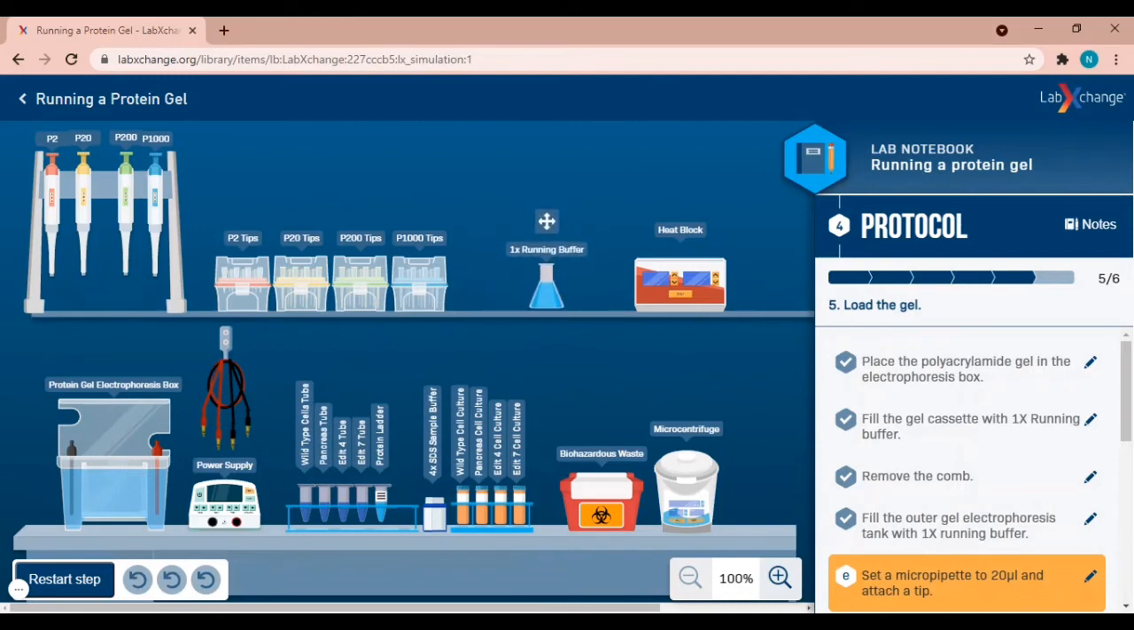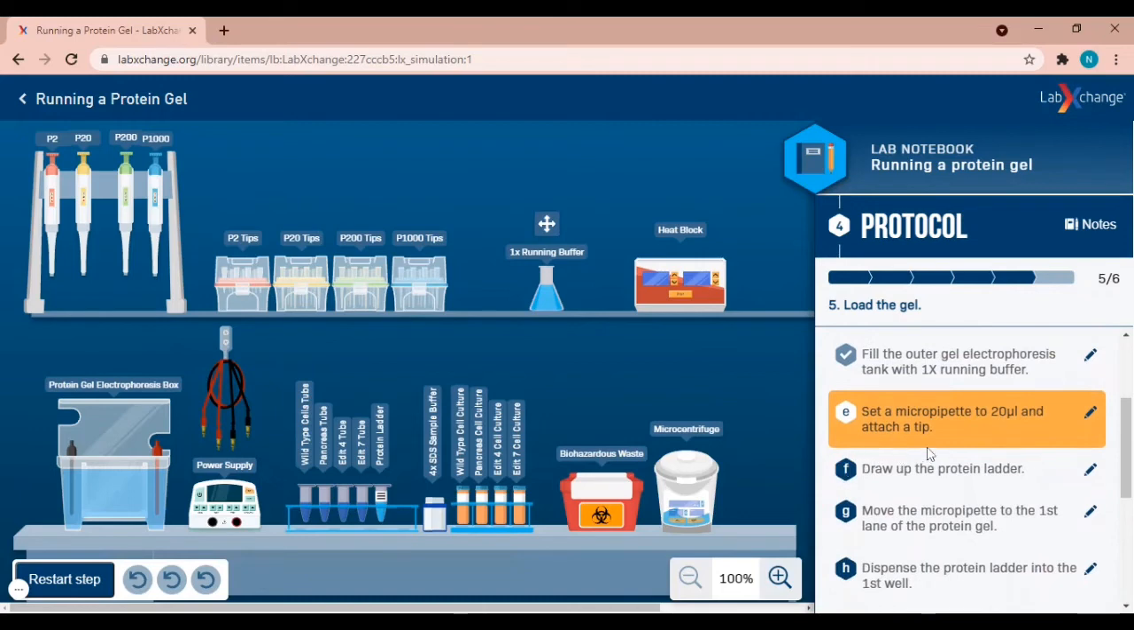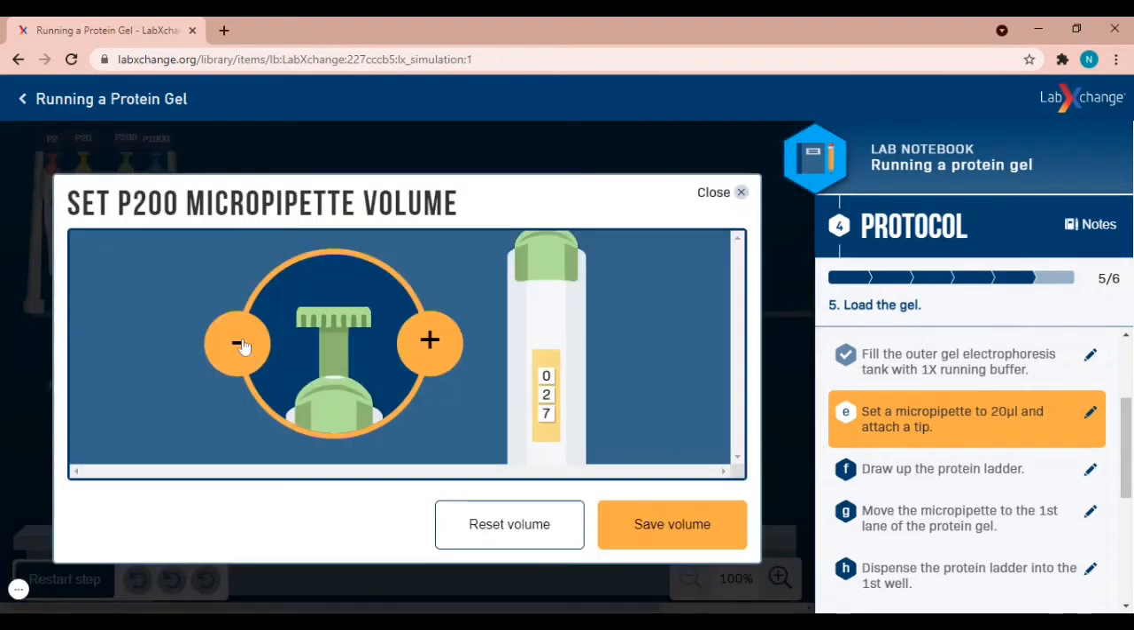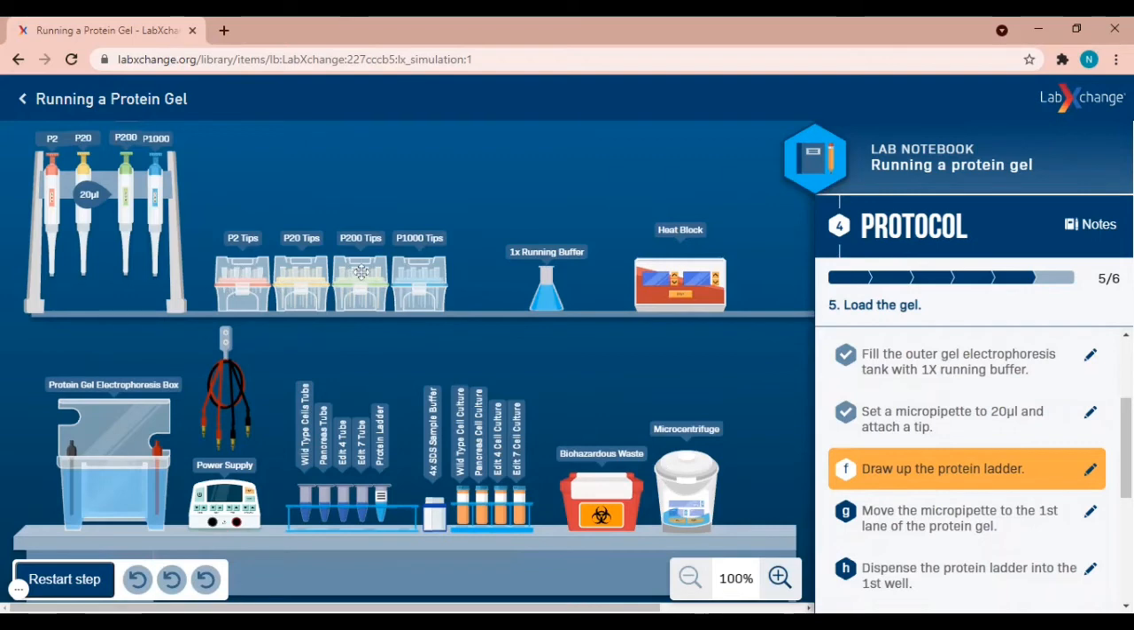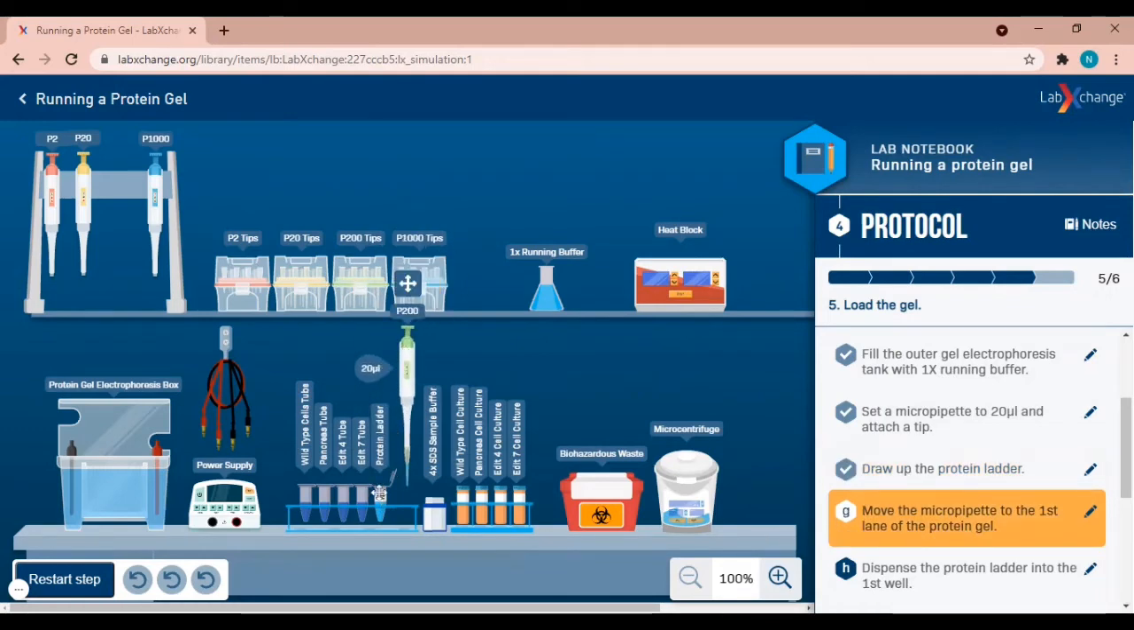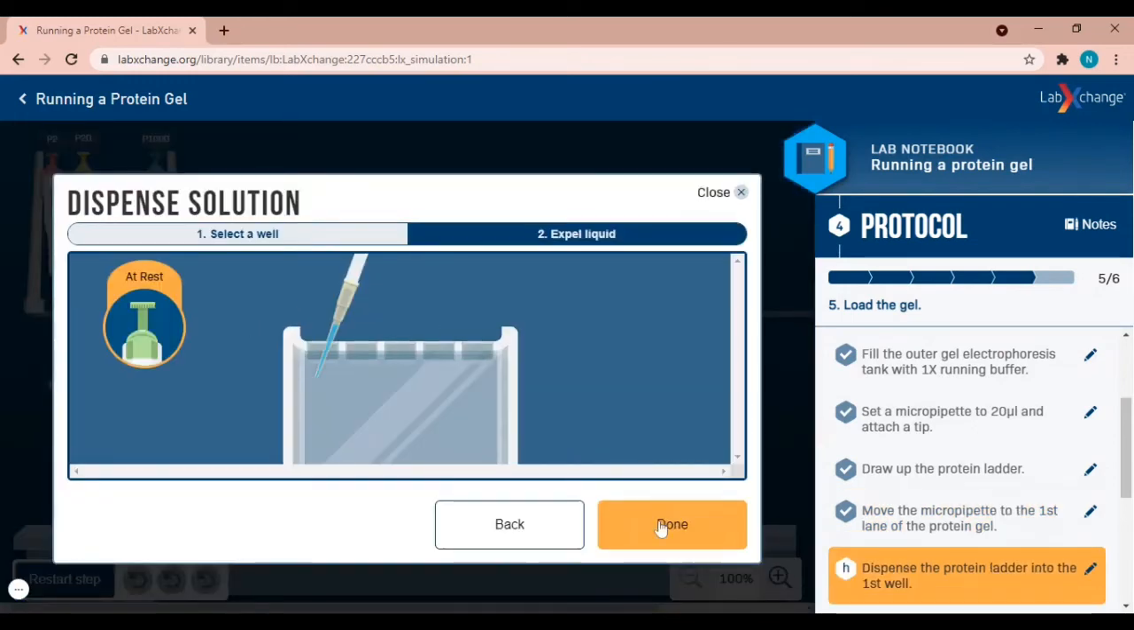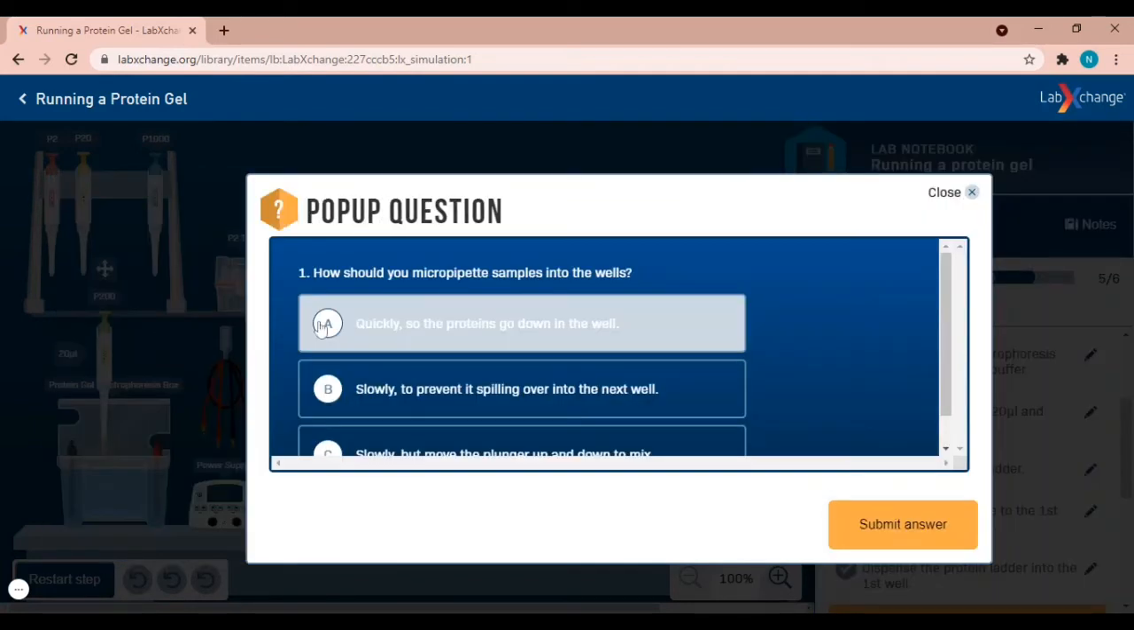Okay, done. Set a micropipette to 20 microliters and attach a tip. Okay, set for 20 microliters. Save the volume and attach a tip. Right, draw up the protein ladder. Then move the micropipette to the first lane of the protein gel. Pick number 1 and next dispense that.